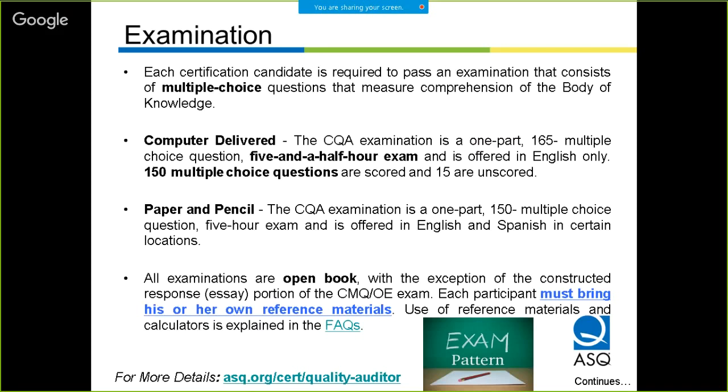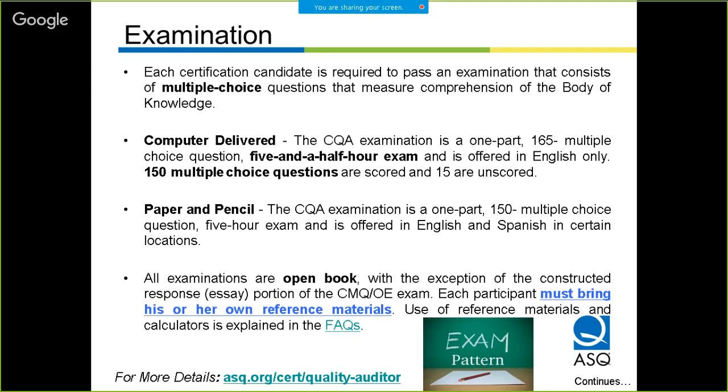Now, let's get into the depth of the examination. Each certification candidate is required to pass an examination that consists of multiple choice questions that measure comprehension of the body of knowledge. The computer-delivered CQA examination is a one-part, 165 multiple choice question, 5.5 hour exam, and is offered in English only. Here, 150 multiple choice questions are scored and 15 are unscored.